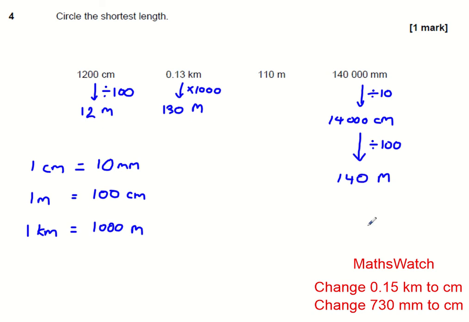Now that we have all of our units in the same format, so where they are all metres, we can choose which one is the shortest, and that's going to be 12 metres, which means that 1,200 centimetres is our correct answer.